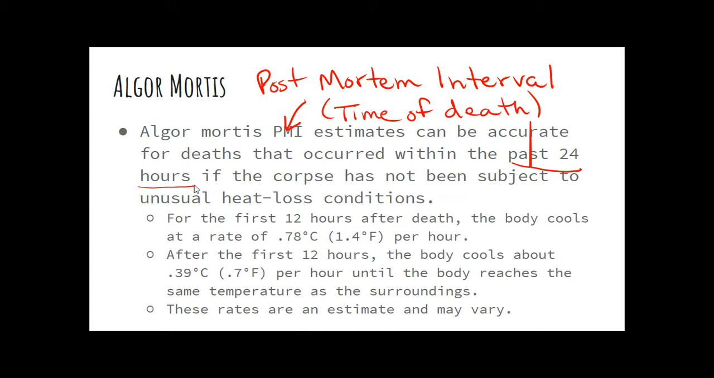And it has not been subject to any unusual heat loss conditions. So unusual heat loss conditions would be very cold environments. So if they've been put outside during the winter, or if they died outside during the winter, if they were in some sort of refrigeration, those things would make using algor mortis not as accurate. Because algor mortis is talking about the cooling of the body.